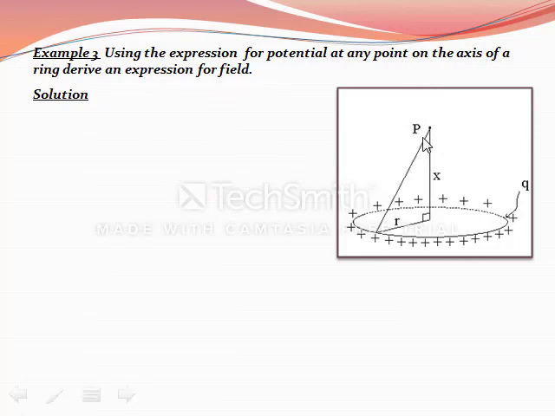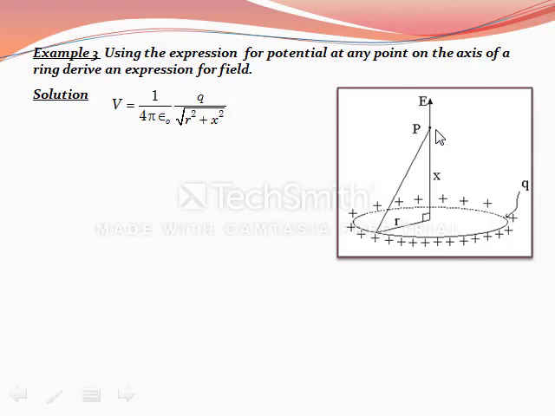First of all, the potential at this point P. There is the expression for potential. Now we'll mark the field. This is the direction of field. Now it's very clear that if we move along this direction of field, this distance x will increase. Field points in the direction of increasing x.